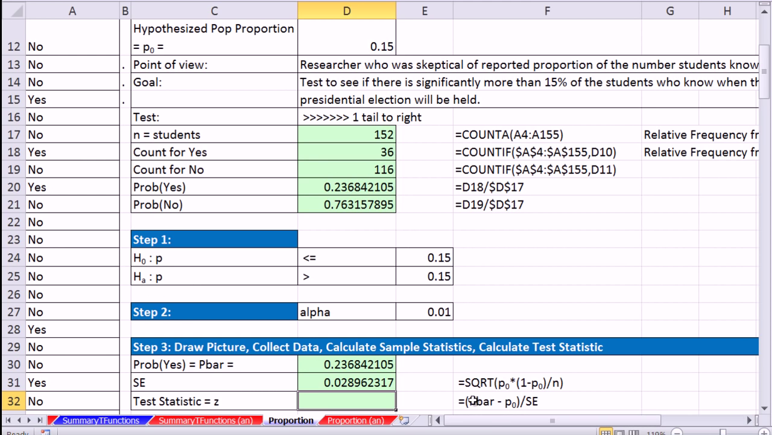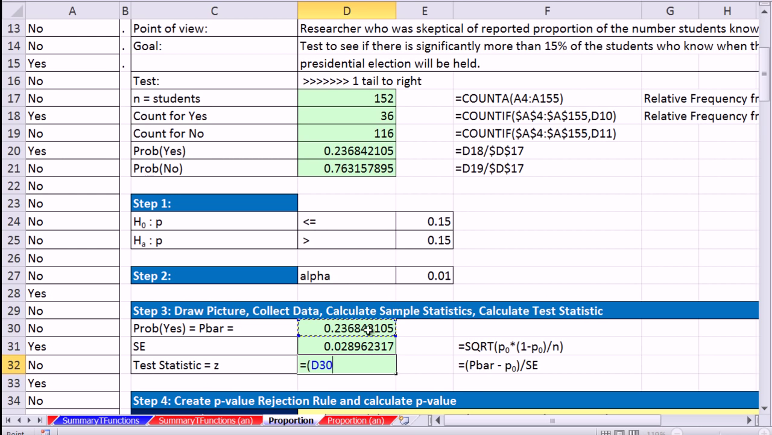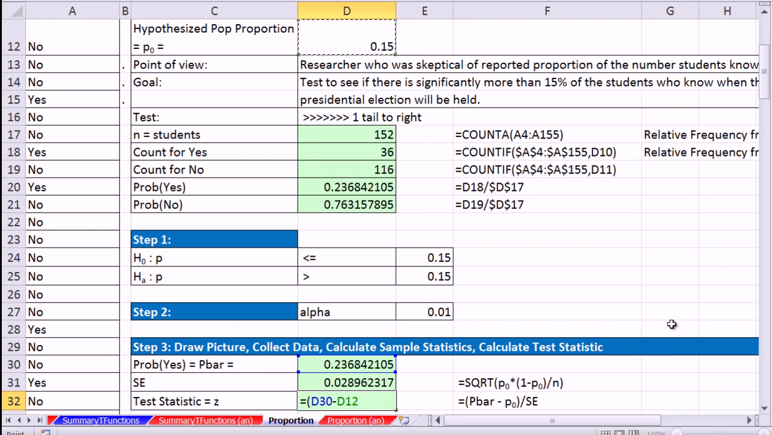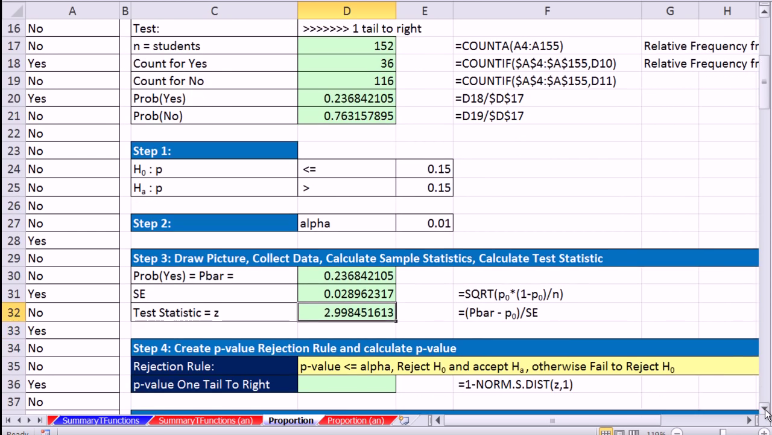Now we can calculate our test statistic, right? Whatever our statistic is minus the hypothesized parameter divided by the standard error. So we say in parentheses, let me go down just a little bit. There's our P bar minus our hypothesized proportion up there, close parentheses, divided by our standard error. Wow, so we got 2.9.